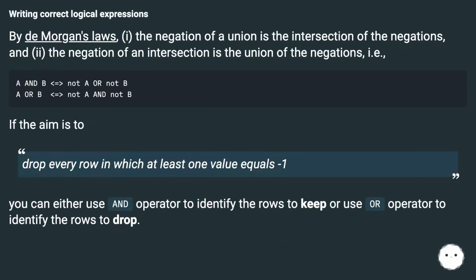Writing correct logical expressions. By De Morgan's laws, 1, the negation of a union is the intersection of the negations, and 2, the negation of an intersection is the union of the negations, i.e. if the aim is to drop every row in which at least one value equals -1, you can either use an AND operator to identify the rows to keep or use an OR operator to identify the rows to drop.